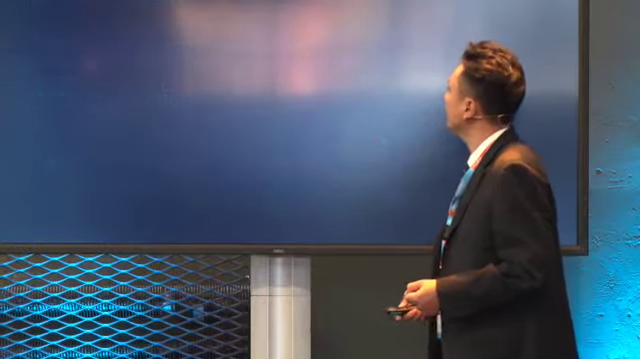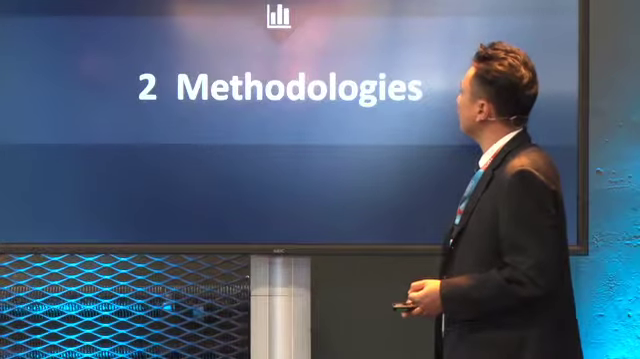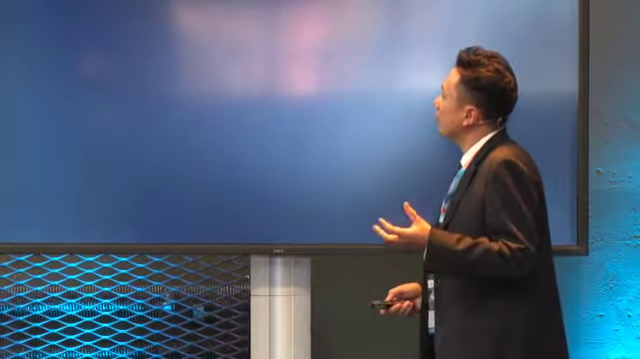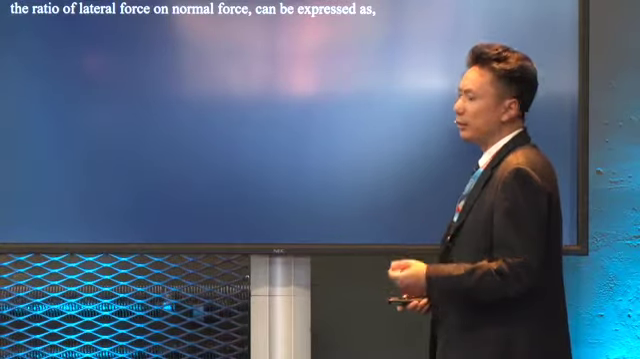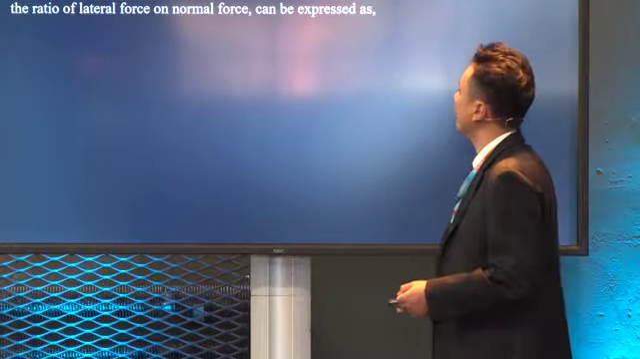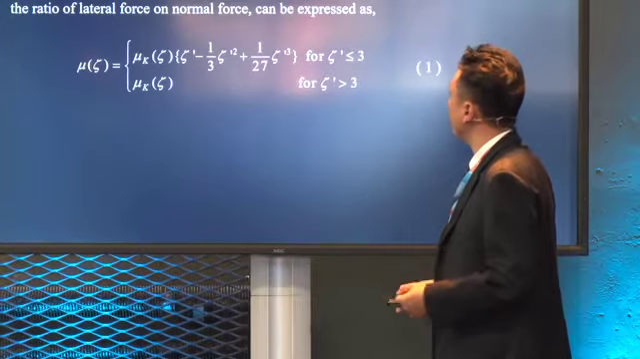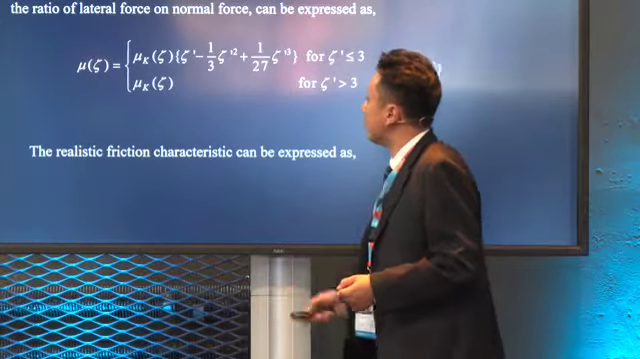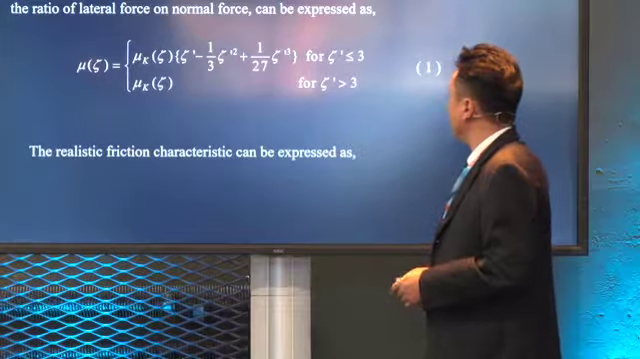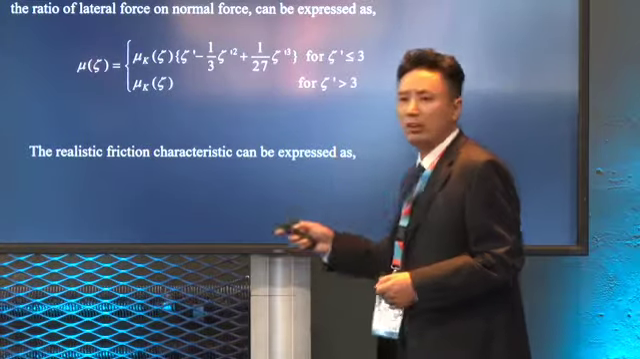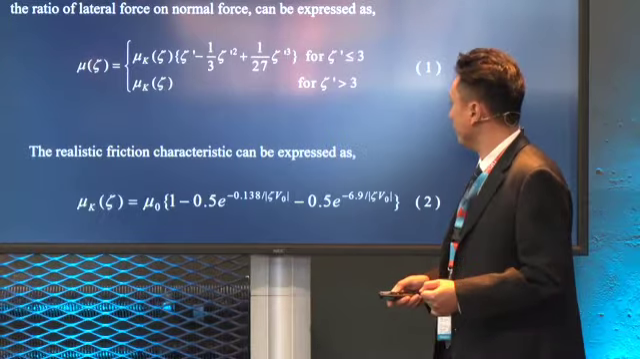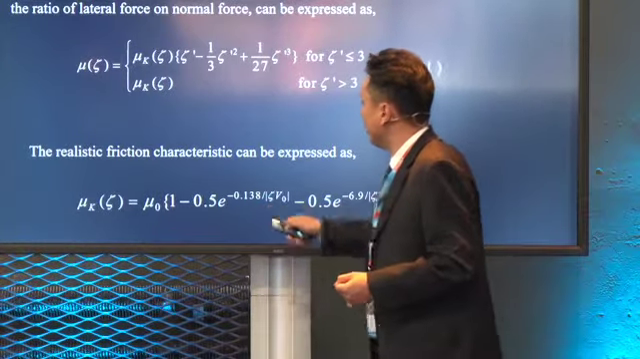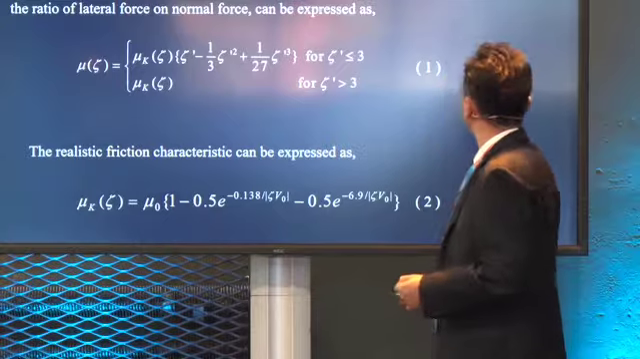So to get this question answered, we also need to develop a mathematical model. This model is based on Johnson and Cocker, and the effect of rolling speed is also included in this model. So this is the friction coefficient.